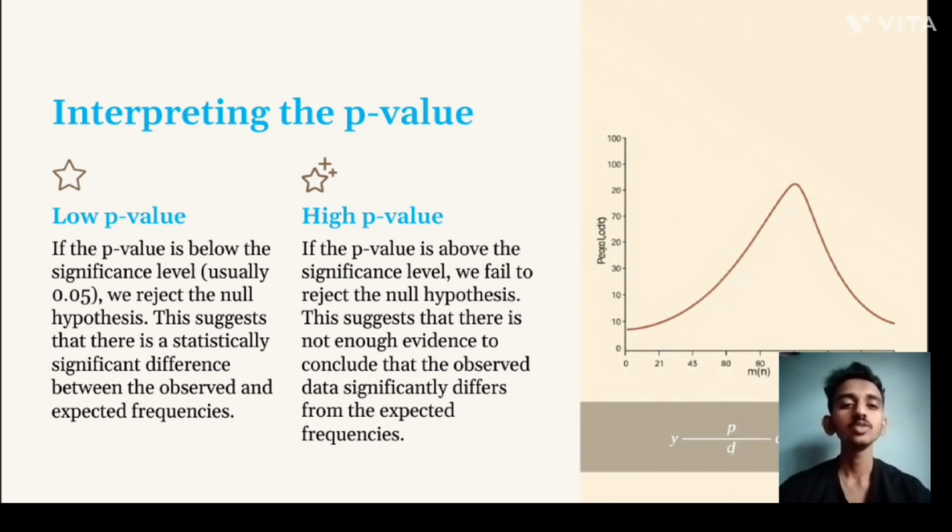If the p-value is below the significance level, usually 0.05, we reject the null hypothesis. This suggests that there is a statistically significant difference between the observed and expected frequencies. High p-value. If the p-value is above the significance level, we fail to reject the null hypothesis. This suggests there is not enough evidence to conclude that the observed data significantly differs from the expected frequencies.